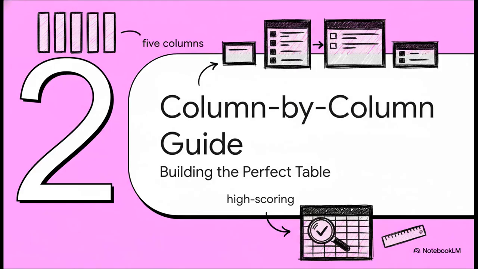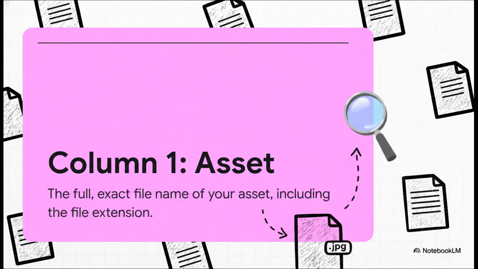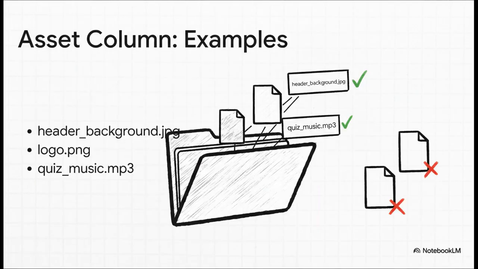All right, time to get practical. Let's go through this column by column and build the perfect table. Okay, column 1, asset. This one's the easy part, seriously. All you have to do here is put the full exact file name of your asset, and don't forget the file extension. So, for example, it should be header_background.jpg, not just background, or quiz_music.mp3, not just song. You've got to be precise. The name in this box needs to match the file in your project folder exactly.